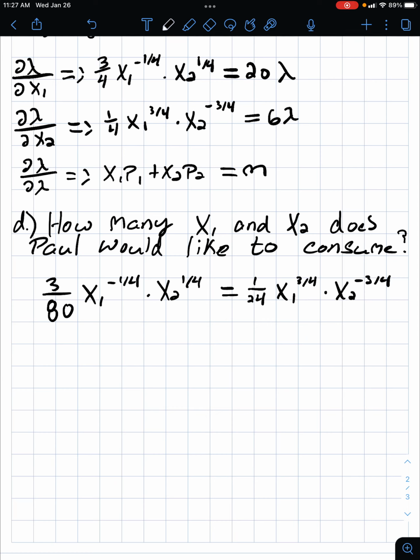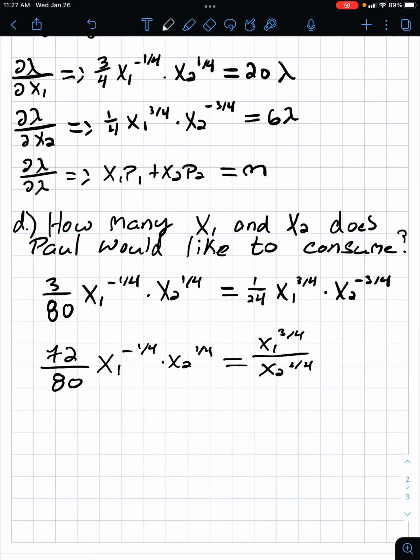So now we need to simplify this. So how do we simplify this? Well, we can multiply both sides by 24. So then we get 24 times 3, which is 72 over 80 x1^(-1/4) times x2^(1/4) is going to be equal to x1^(3/4) over x2^(3/4). Now we need to simplify 72 over 80.